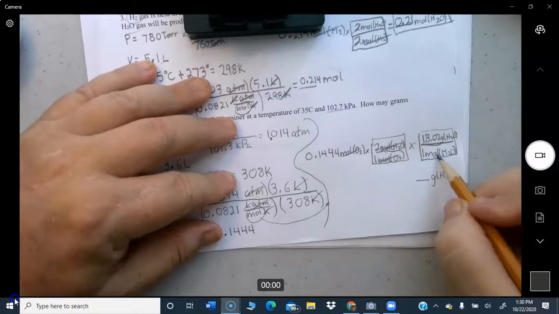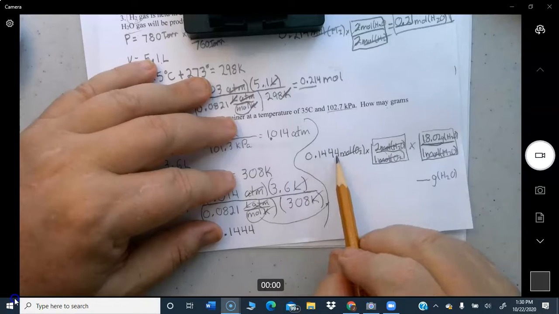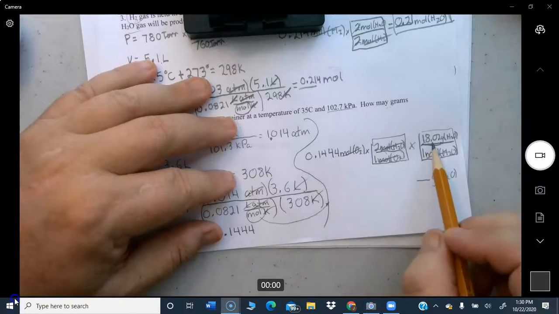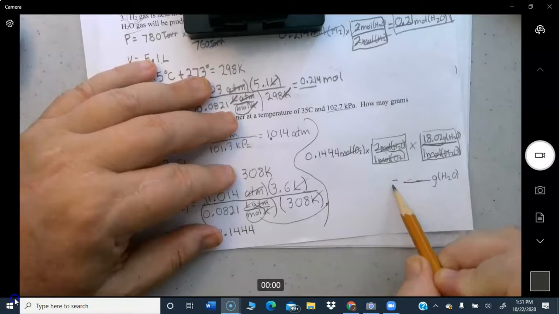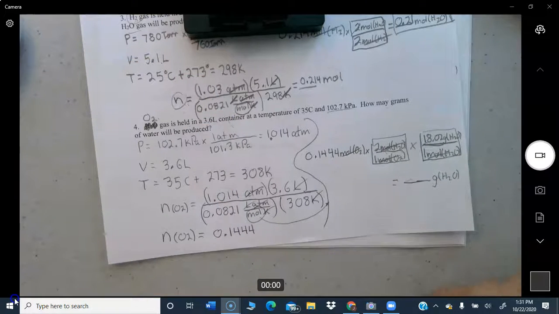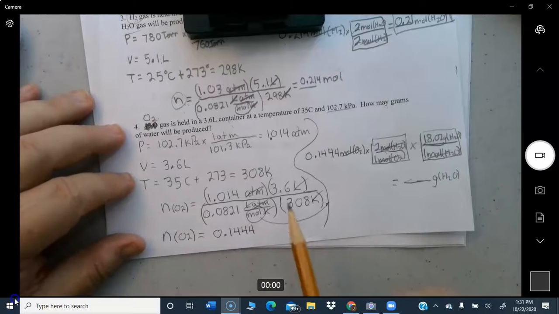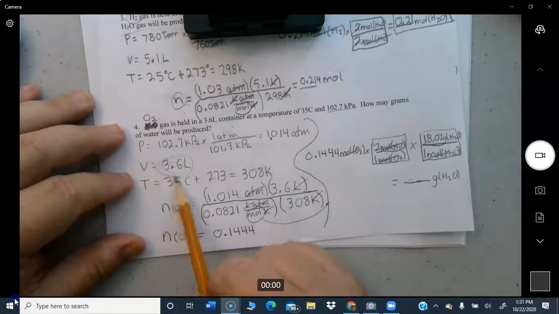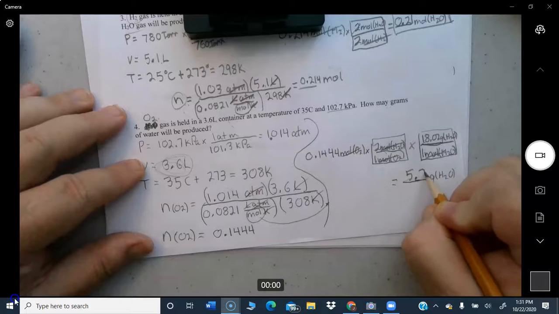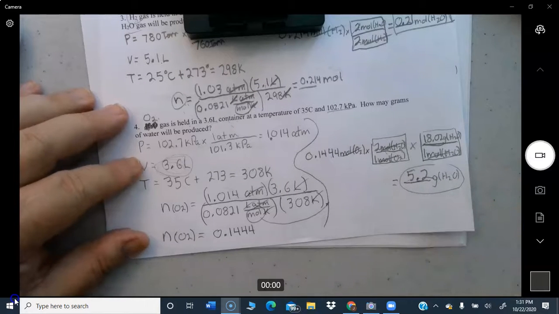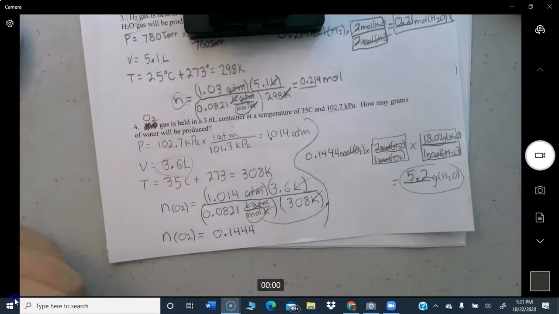Okay, moles of H2O cancels. So 0.1444 times 2 times 18.02 divided by 1 will give us our final answer in grams of H2O. And it's 5.204. And sig fig, we're limited to 2 right there, so we're going to go with 5.2. Okay, and that's how you do that. It's just a lot of little messy arithmetic in there to figure out the number of moles if it's not an ideal gas. And that's how you do that.